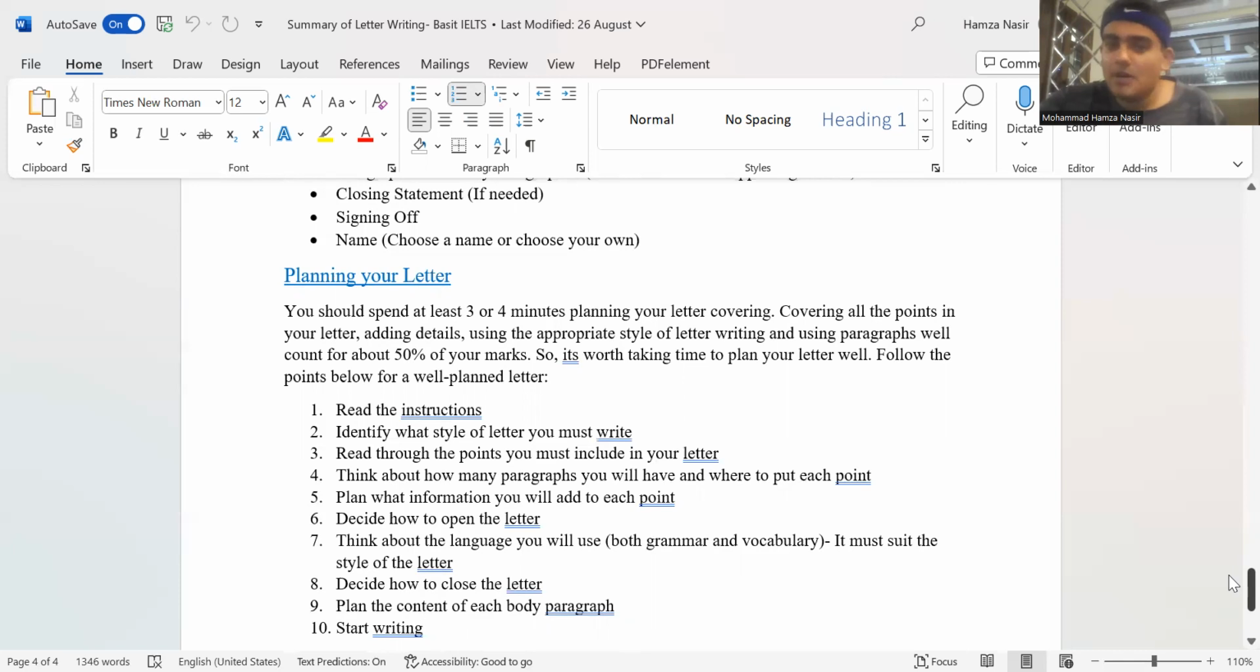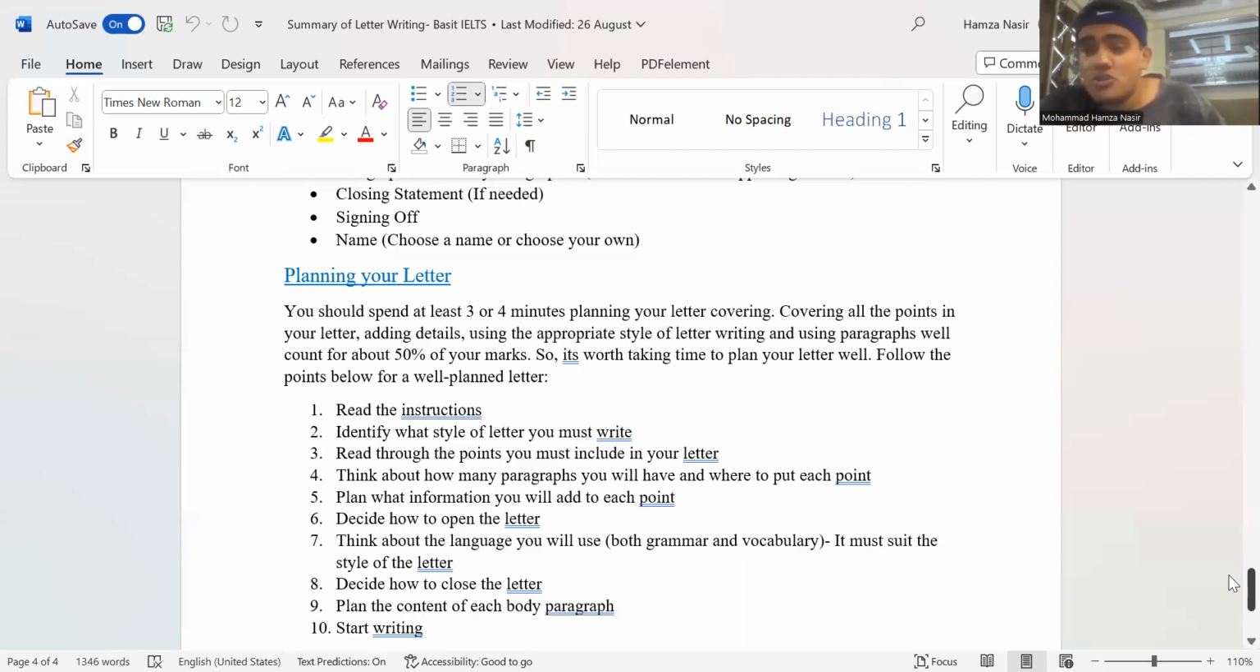Number one, it goes without saying, you have to read the instructions. Number two, identify what style of letter you must write. Is it a formal, informal, or semi-formal letter? We've talked in the previous lecture about how to distinguish them. Then read through the points that you must include in your letter. Then think about how many paragraphs you will have and where to put each point. Like I said, the structuring is of paramount importance. Good coherence is going to have a profoundly positive impact on your overall band score.